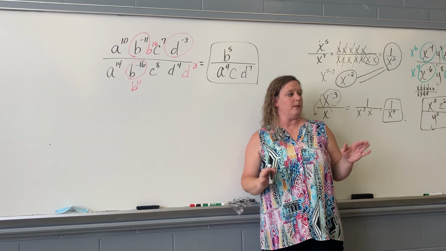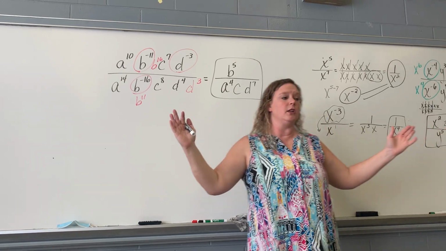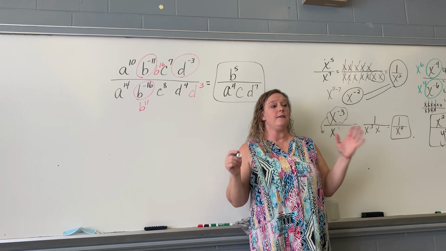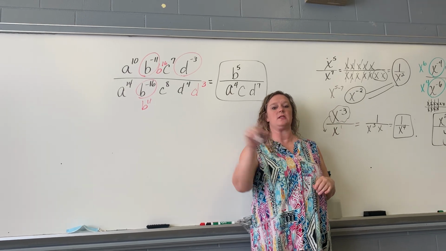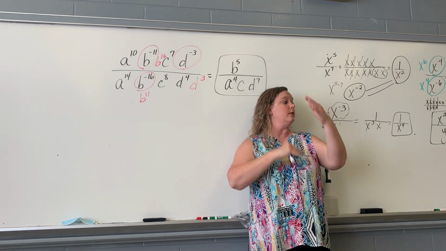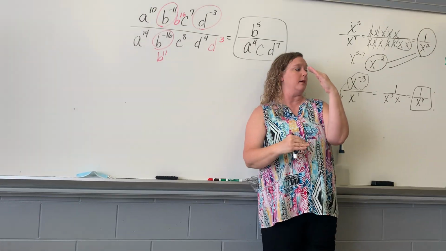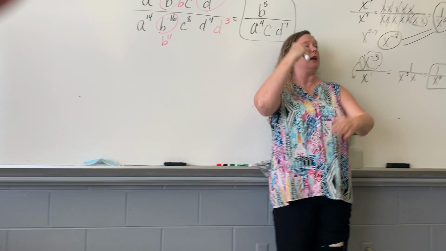So here's what we're doing. When we have a complicated looking division problem with negative exponents in it, the first thing I do is circle the exponents and move them. If they're negative in the bottom, they move to the top. If they're negative in the top, they move to the bottom. But I circle the negative exponents and move them.